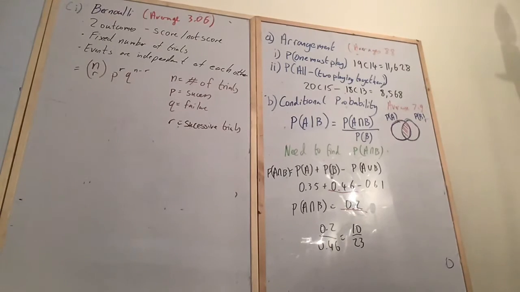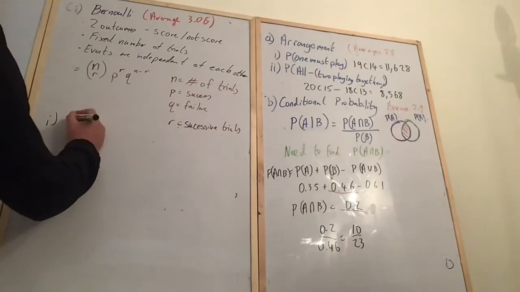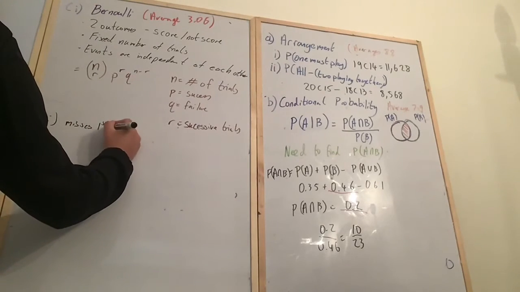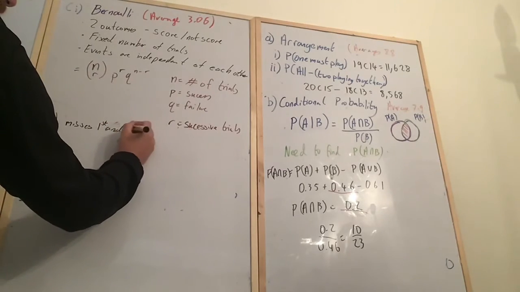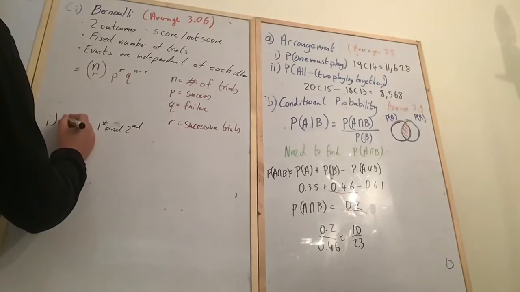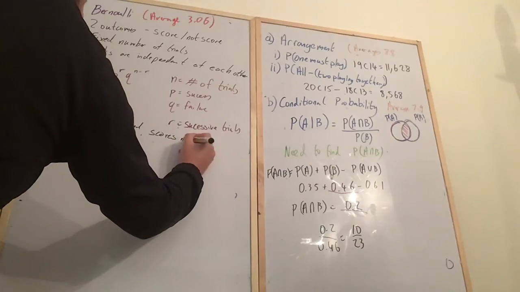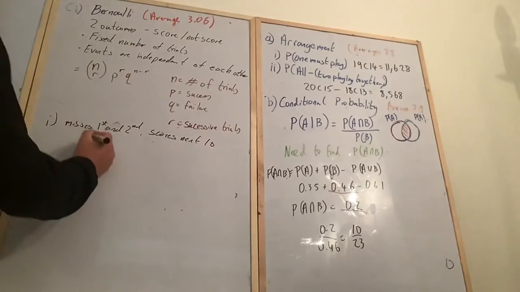Give your answer to four significant figures. And part 2, he scores his 6th penalty on the last attempt. So for part 1, the probability is that he misses his first and his second, and then he scores the next 10.